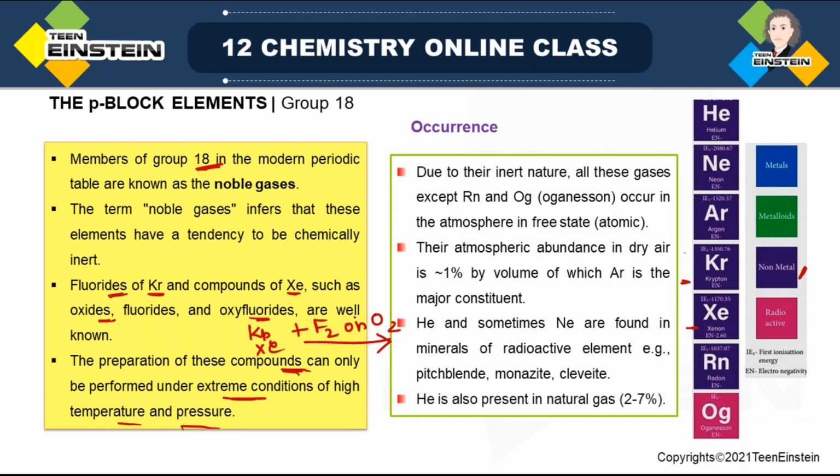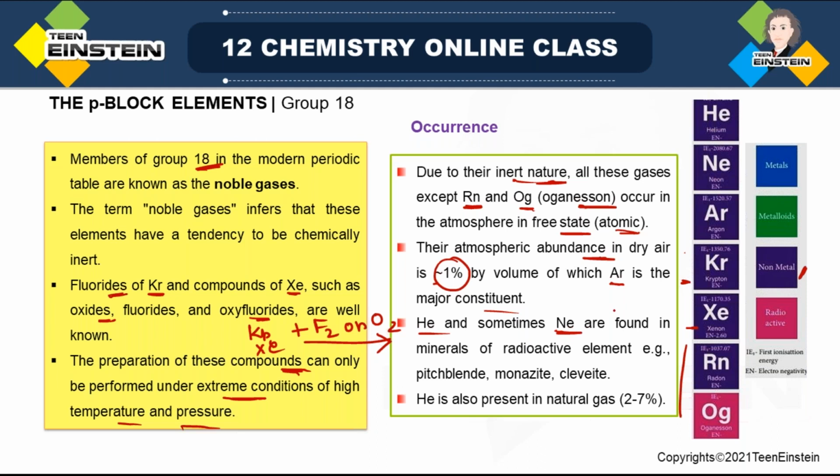If we consider their natural occurrence, they are inert in nature. So all these gases except Rn and Og, this is the full name, so except the last two, all these can occur in the atmosphere in the free state. And remember, they are monoatomic, okay, not diatomic. Their atmospheric abundance in dry air is around 1% by volume. So see, this is such a small number, right? And in this 1%, there are different noble gases, but argon is the major constituent.